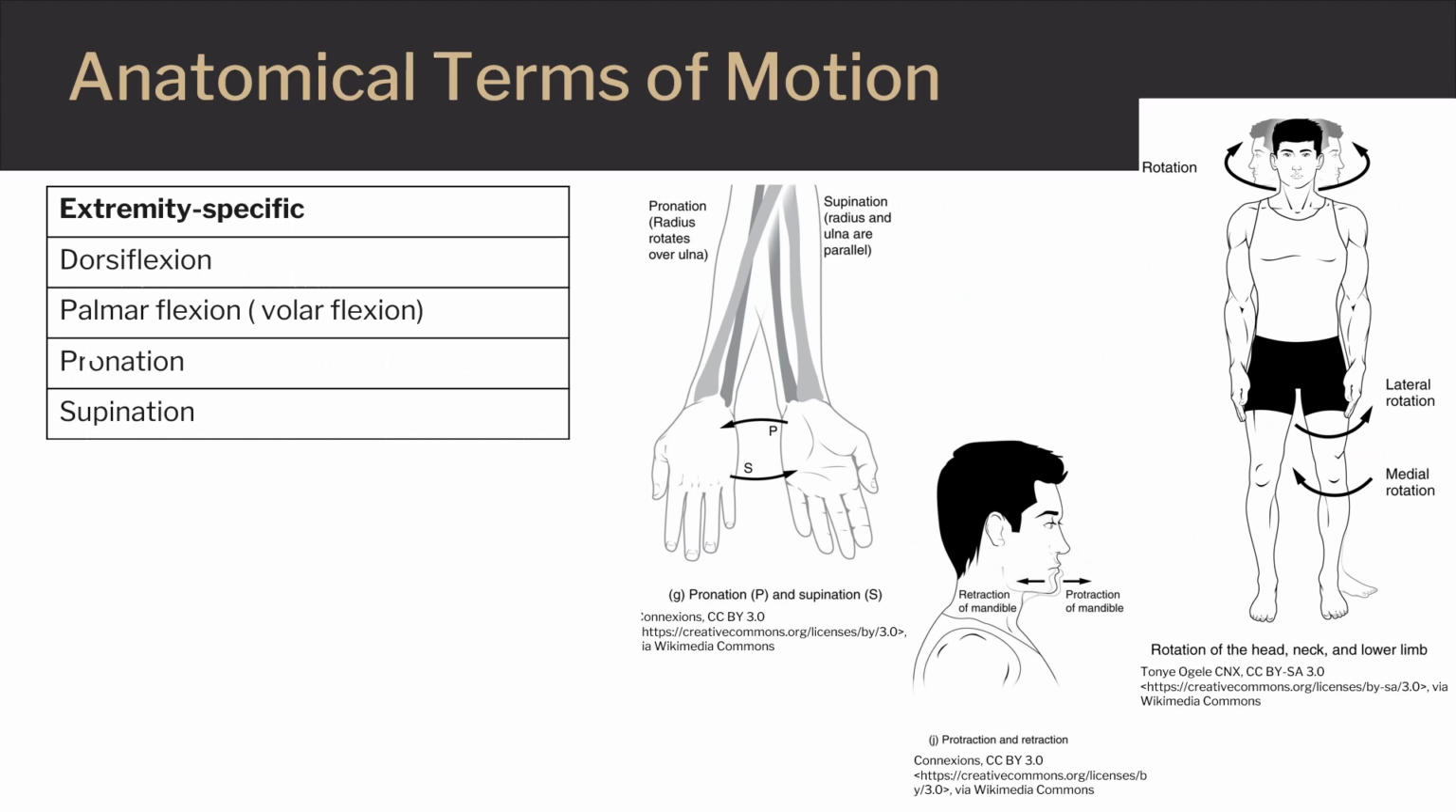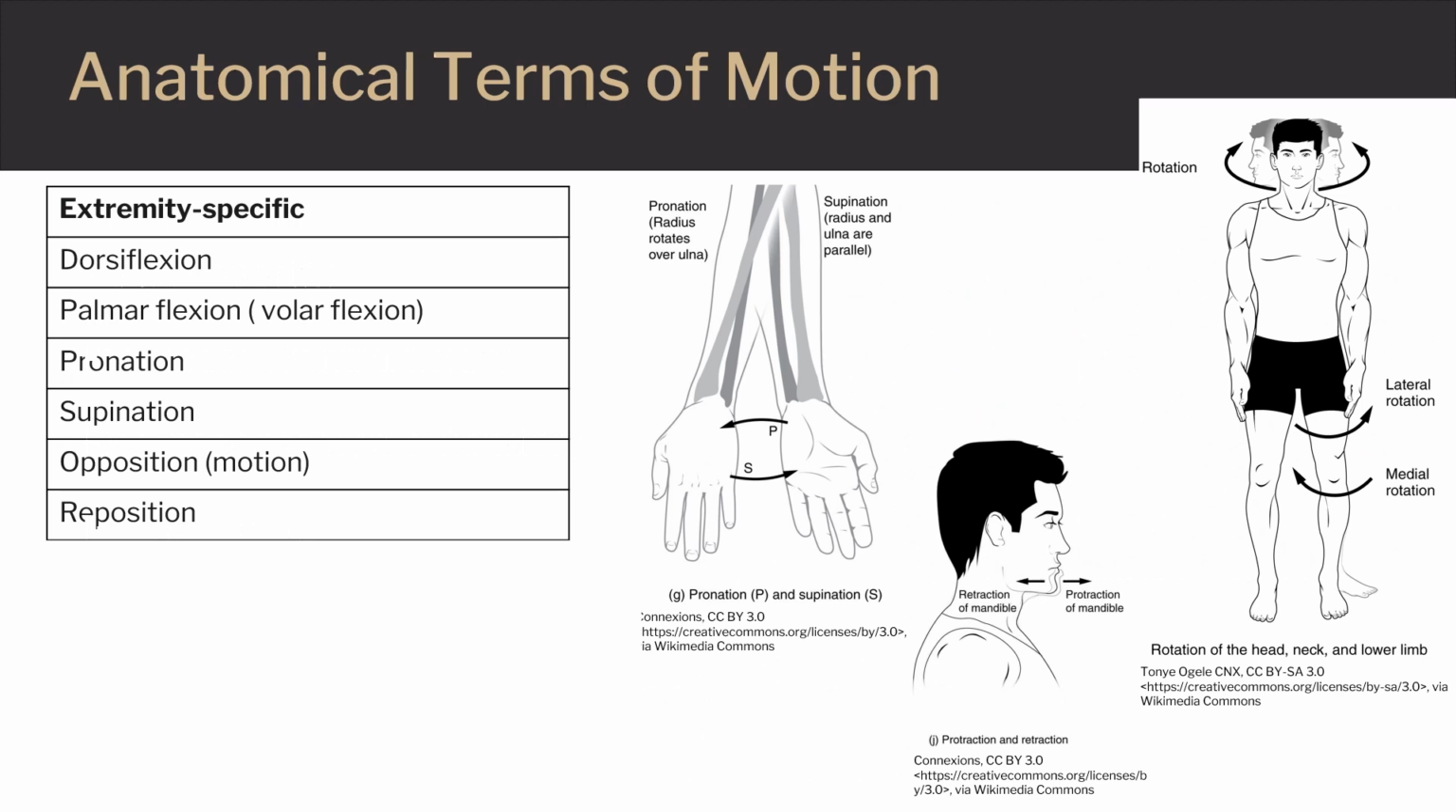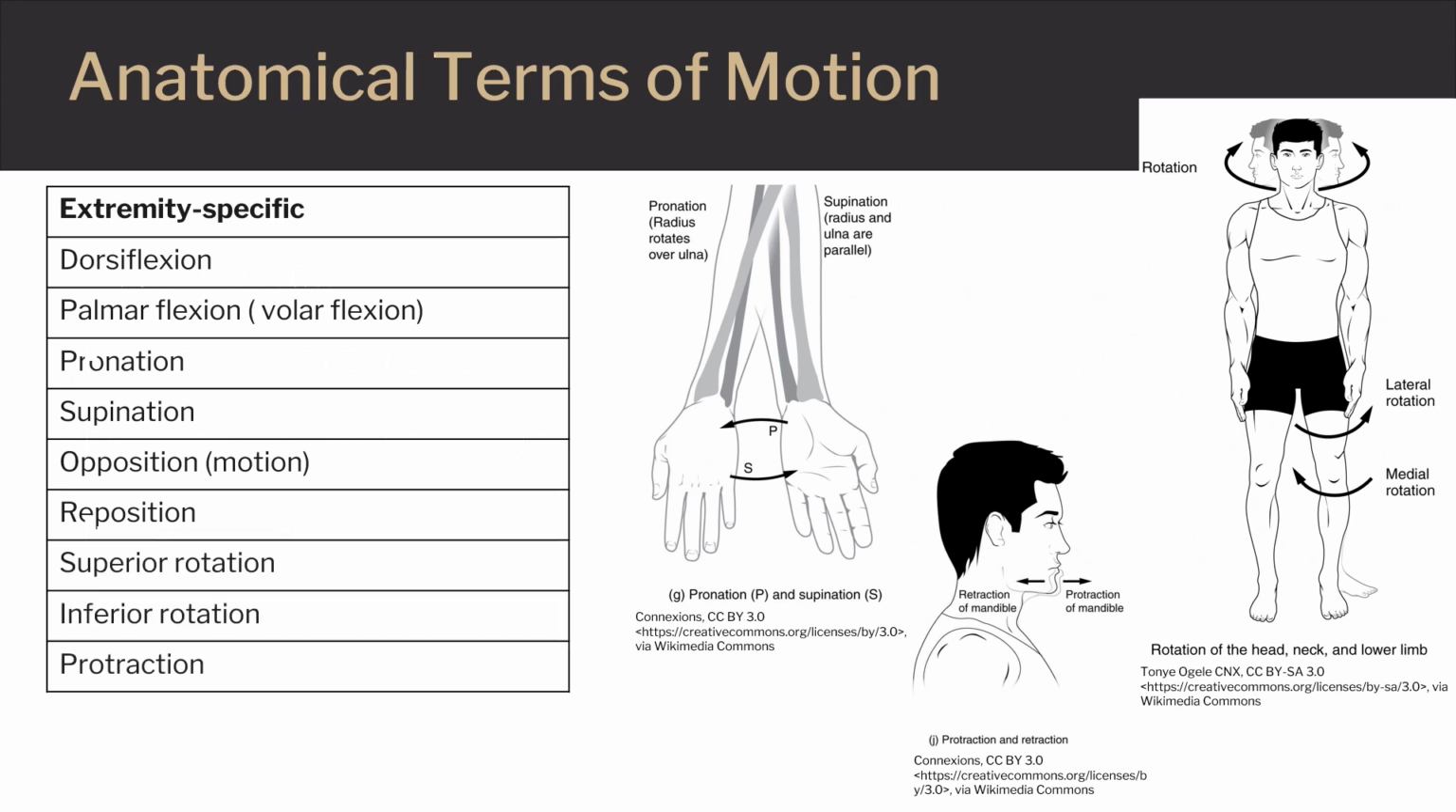Supination means the rotation of hands or forearm so that the palms are facing anteriorly. Opposition is the movement and rotation of the thumb's tip towards that of any other finger. Reposition is the movement and rotation of the thumb's tip away from that of any other finger. Protraction is the forward movement of a part of the body. Retraction is the backward movement of a part of the body.